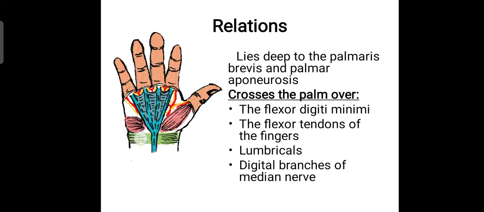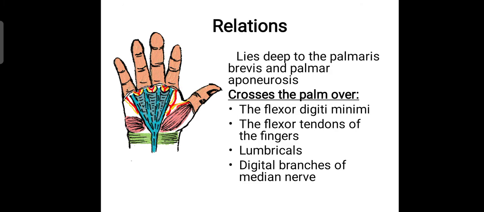This terminal branch of the ulnar artery lies deep to it. It gives a bit of protection to that artery. So it is related superiorly, or ventrally, by the palmar aponeurosis and the palmaris brevis muscle. And later it arches deep to the palmar aponeurosis, right?